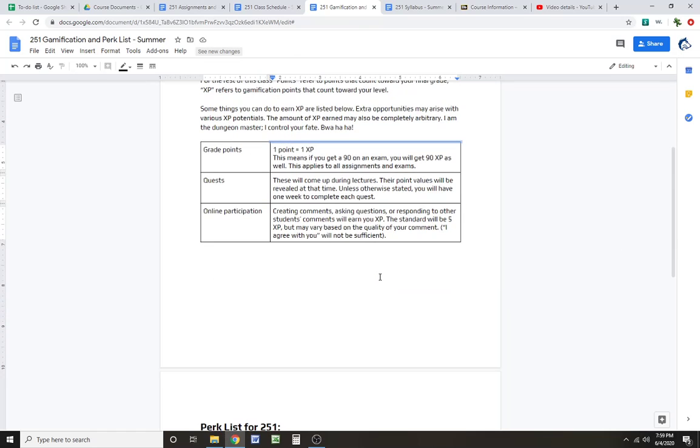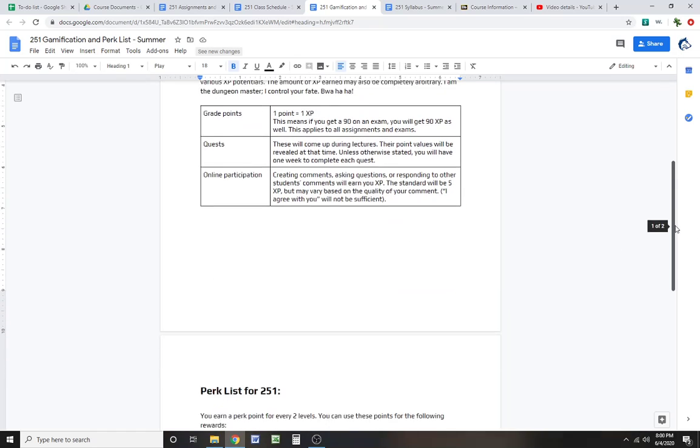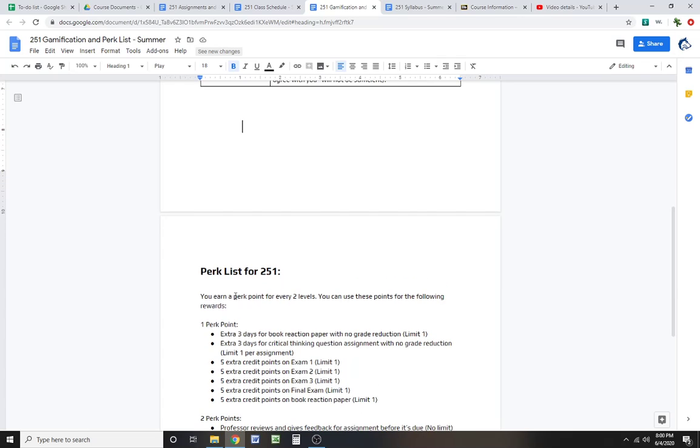Okay. So what's the point of this? Well, here's your rewards. Again, you earn a perk point for every 2 levels. So when you reach level 2, you have 1 point. When you reach level 4, you have 2 points, etc. So you can use these points for the following rewards.